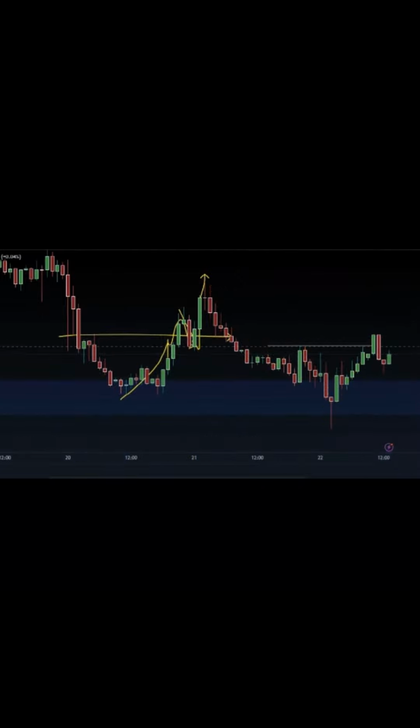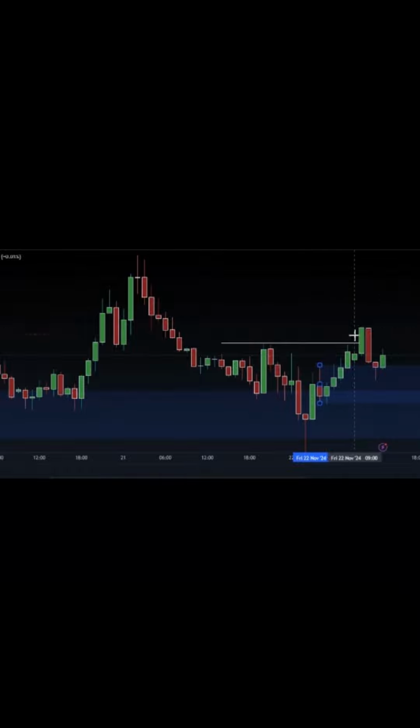If I were to get long, I would look for longs in the inside level, which was from this leg, this move here. So anything in here, if it tests that, I'm looking to get long if this candle can close above the previous candle. This one here is a pin bar already. And now if we get a higher close, that's a bullish signal for me for the long entry.